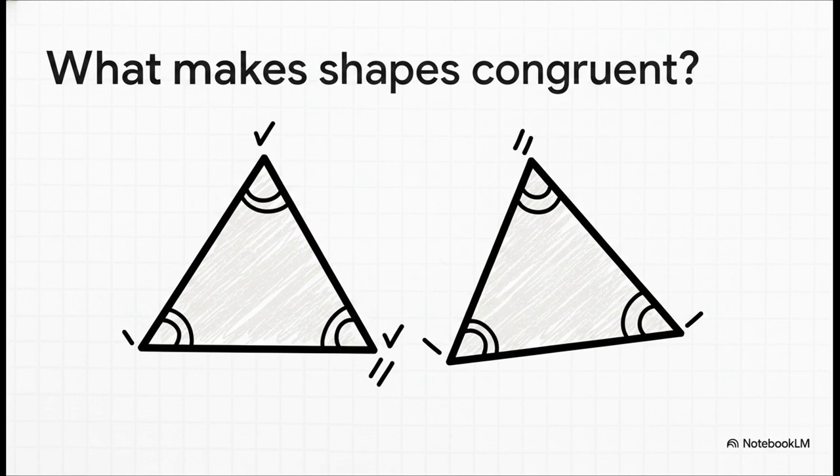Well, it boils down to two super simple rules. For any two shapes to be truly congruent, two things have to be true. First, all their matching sides have to be the exact same length. And second, all their matching angles have to be the exact same size. It really is that specific.